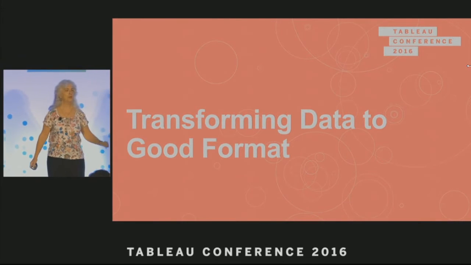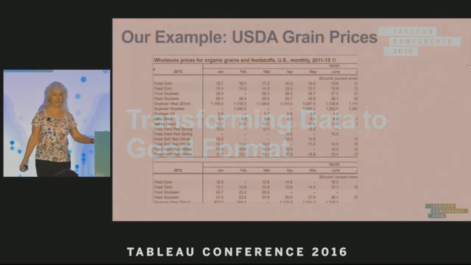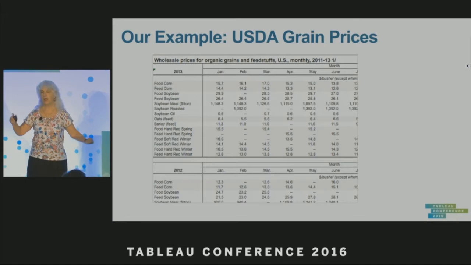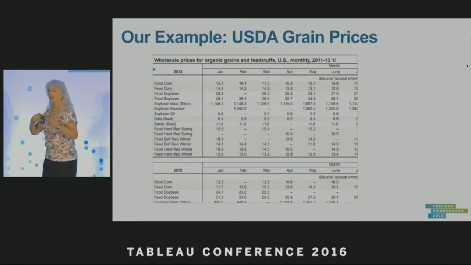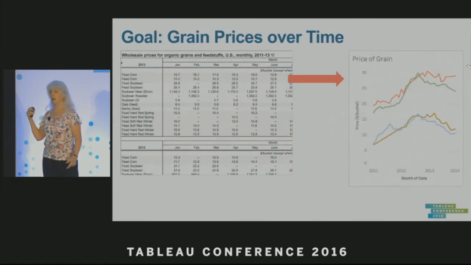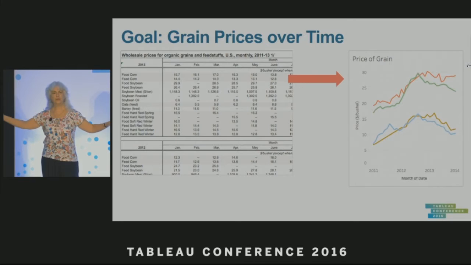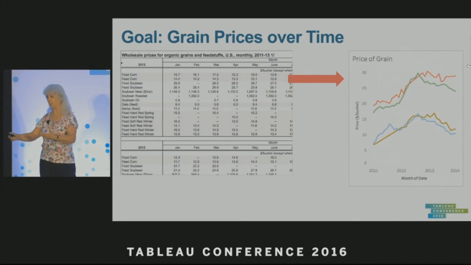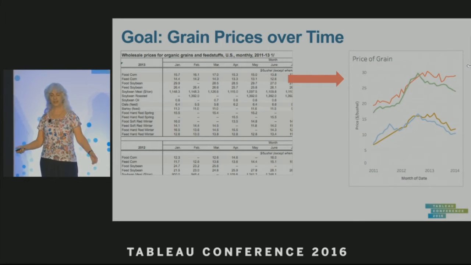So first of all, transforming data to get into a good format. This is the example we're going to use. This is real data from the U.S. Department of Agriculture about prices of grain. And what if we wanted to understand how the grain prices for different kinds of grain have changed over time? How can we get that from this data? There is no field that's a nice convenient date that we can bring over to our date axis. You just can't get there from here.